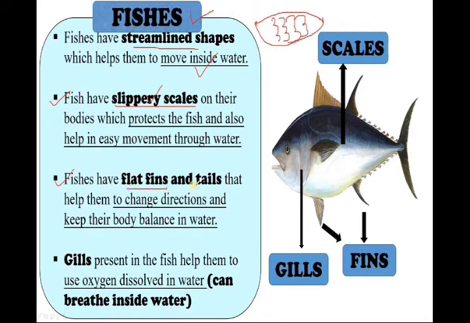The next adaptation of fish is flat fins and tails. Look here, the fins are very flat and the tail also. When you touch it you can see that it is very flat. They help them to change direction and keep their body balance. Remember the point: these flat fins and tails help the fish with body balancing.